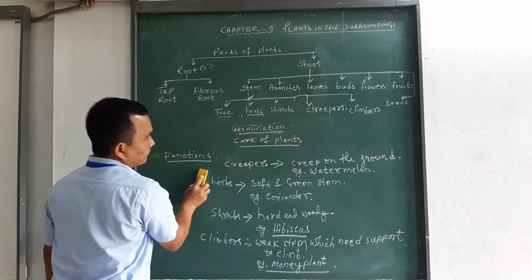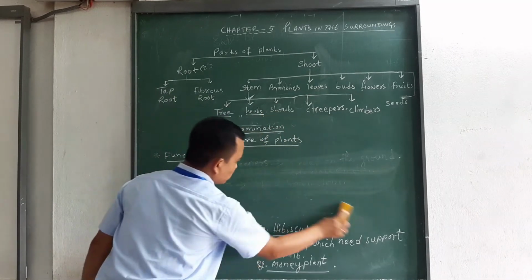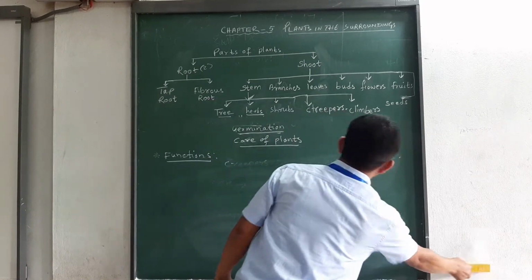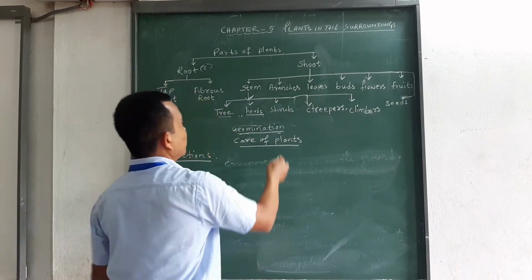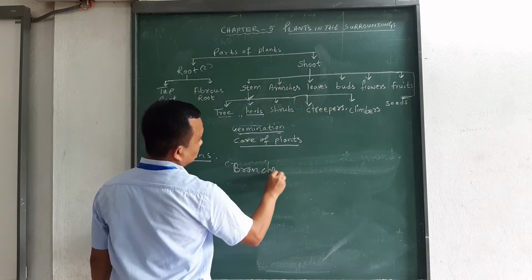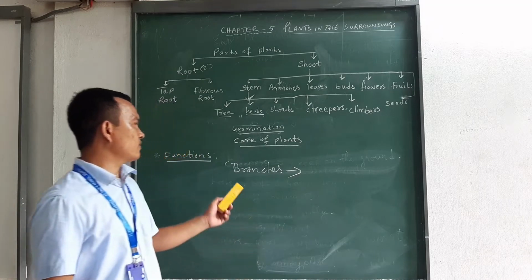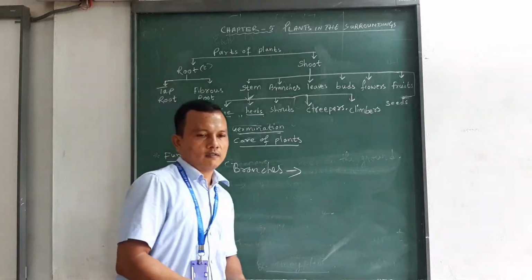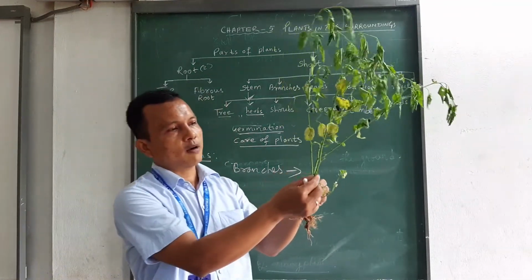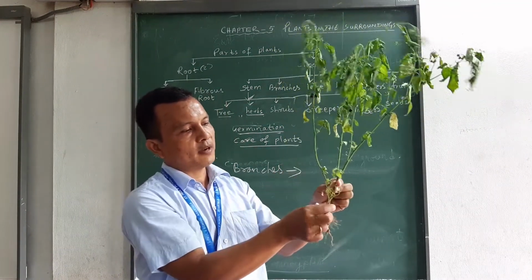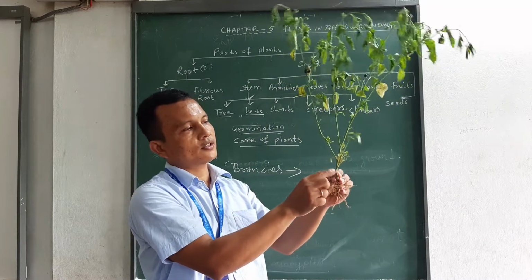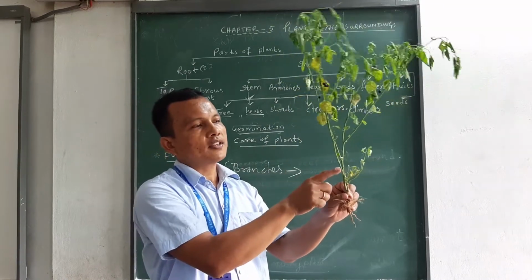Now let us come back to another part, that is branches. Yes, as I have said, branches. You can see branches in all parts of the plant. For example, here I will show you again for this small plant. These are the branches which divide from the main stem and go towards different directions. And it plays a great role.